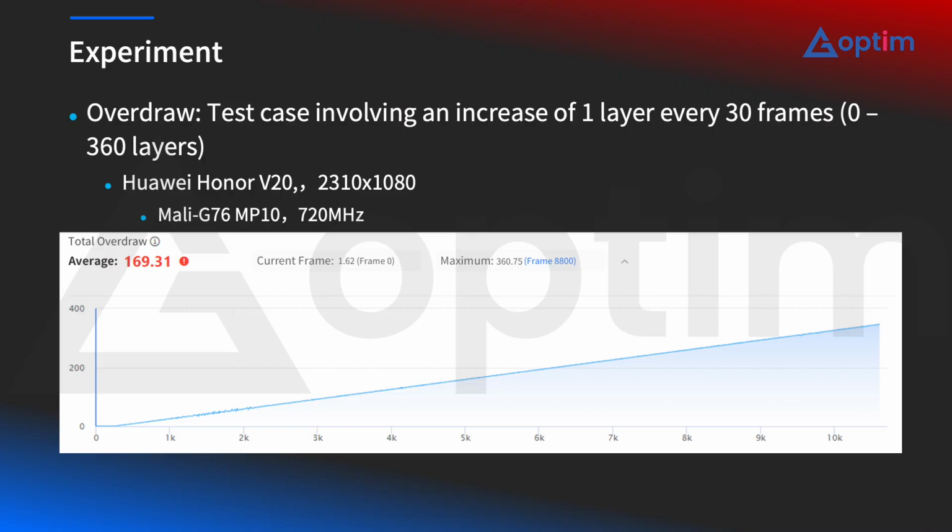Now let's look at a basic test we conducted. This test is based on a Huawei Honor overdraw benchmark, where we continuously stack full-screen semi-transparent layers. The GPU used here is a Mali G76 with a maximum operating frequency of 720 MHz. During the test, as more layers are added, overdraw increases continuously. At the same time, GPU clocks also increase linearly. Each value shown here represents a single frame.